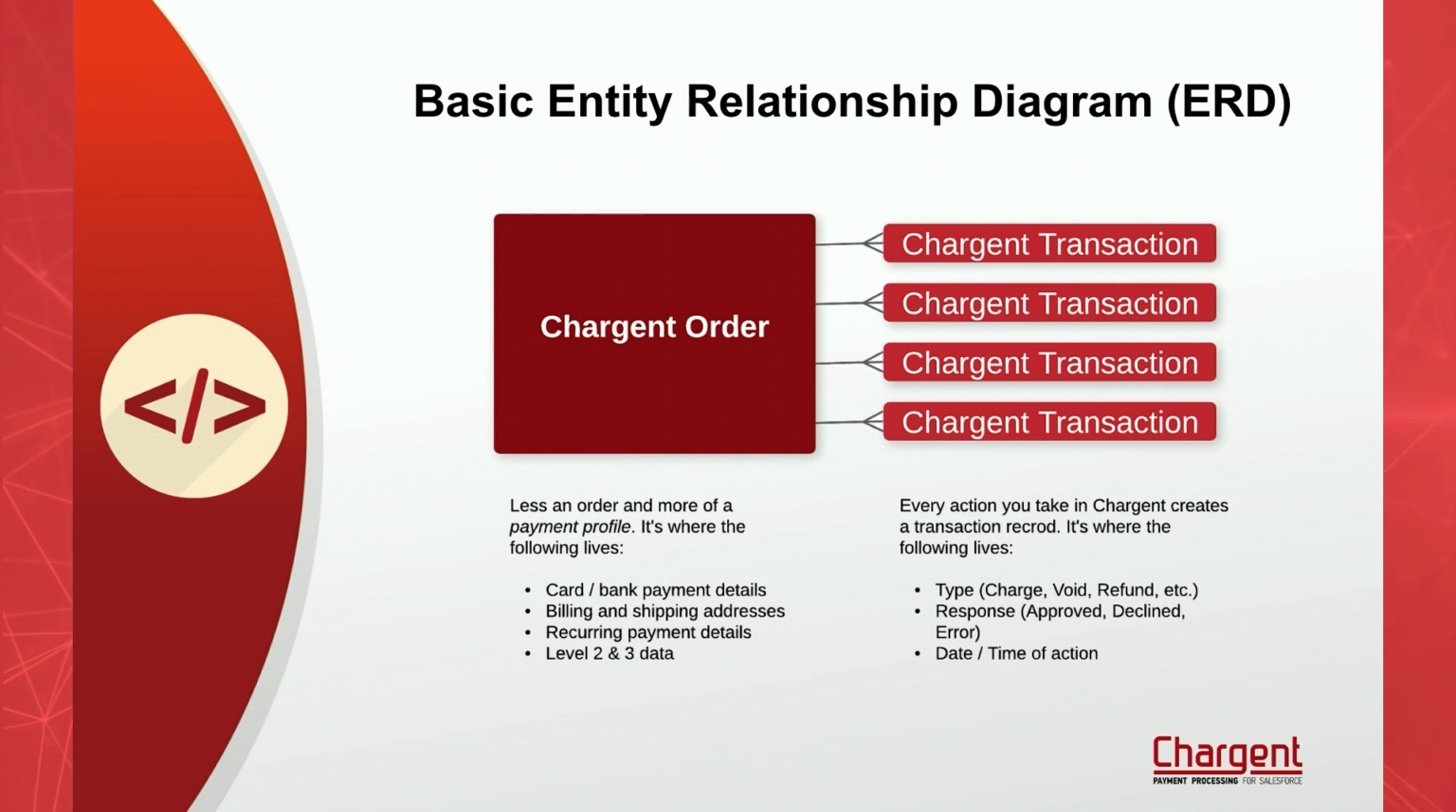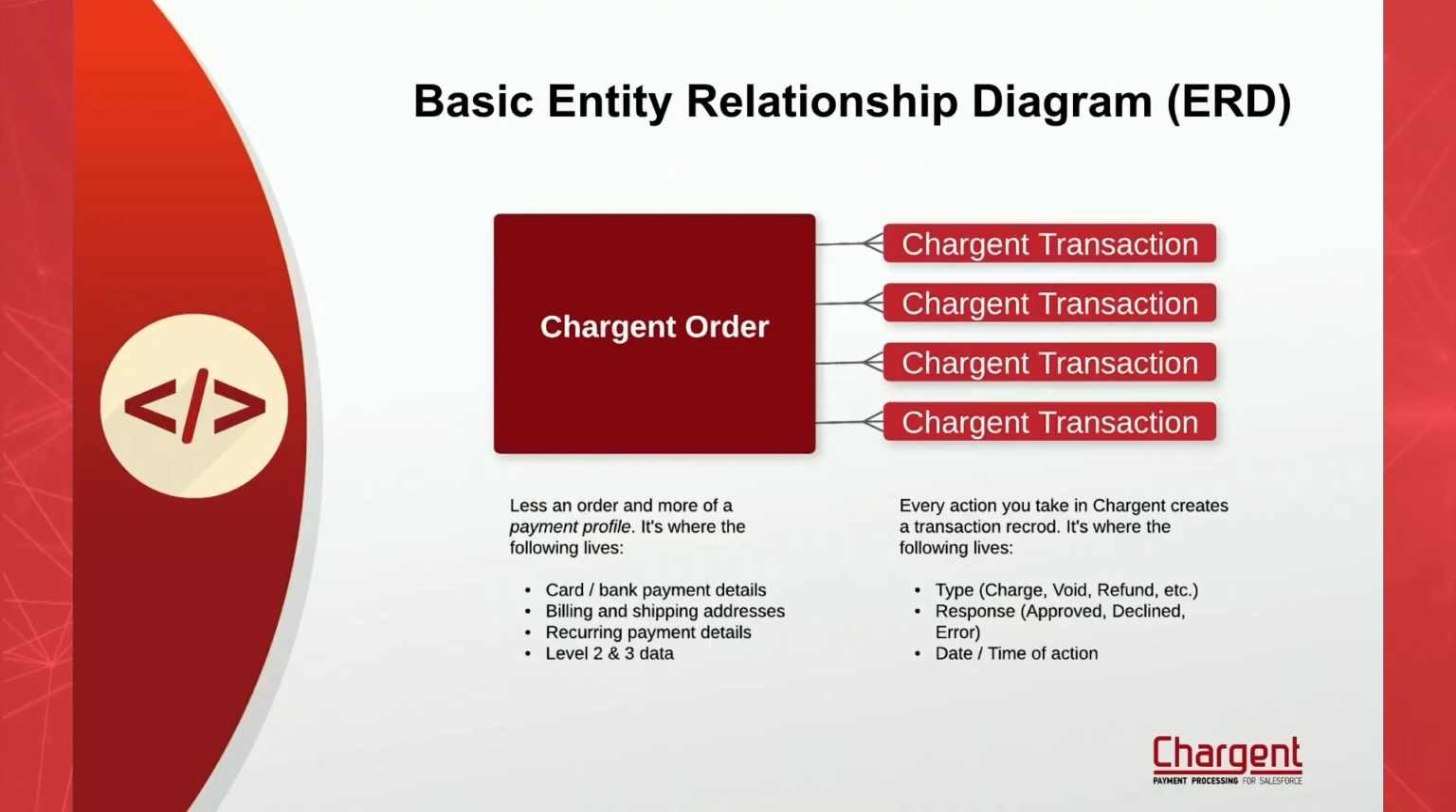And the other objects are the Chargent transactions. And these are the child objects of Chargent order. Every action that you take in Chargent results in a Chargent transaction, regardless of the type, charge, void, refund, what have you. Even failed actions that you take in Chargent will result in a Chargent transaction. So your failures will be documented, which is something that hopefully none of your parents told you. But it's actually relevant in this case because you want to know when that stuff happened and how to address it and how to troubleshoot it.